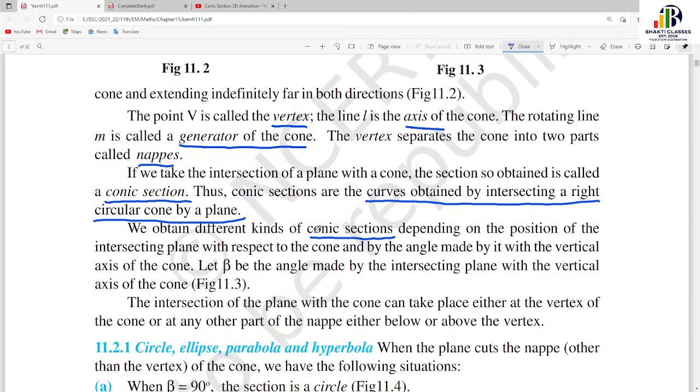We will find different conic sections with different combinations of the angle and the position of the intersecting plane and the double napped cone. Okay, let us see the animated view of this particular thing which we have seen over here.